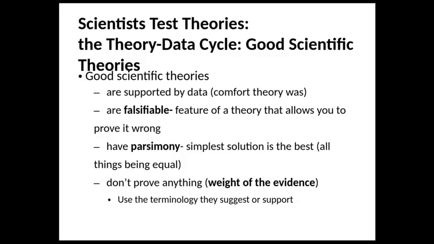So scientists test theories. What the theory data cycle does for us is it helps us to give good scientific theories. What makes a good scientific theory? Well, that these theories are supported by the data. In this case, the contact comfort theory was supported and the cupboard theory was not. The other thing that shows us is that theories can be falsifiable, which means it's a feature of a theory that allows you to be able to prove it wrong, at least under certain circumstances. And if you can't ever prove it wrong, there may be an issue with your theory.